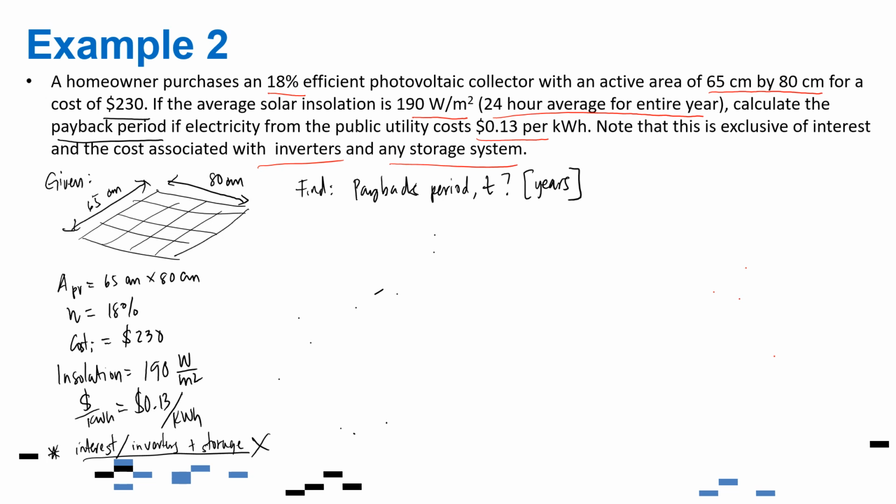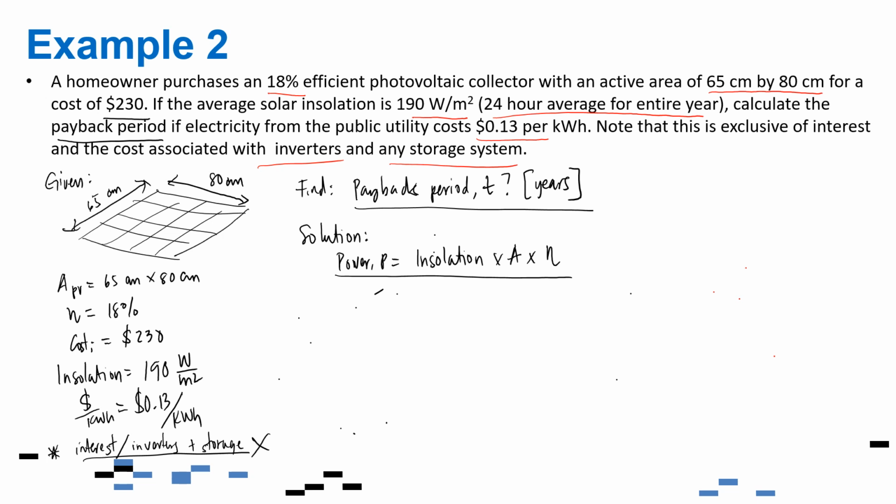All right, so let's take the solution here. What is the payback period in terms of years? Solution. Let's start with the power P. We all know that power P is insolation times the area times the efficiency. So we have this formula for the power of the solar PV.